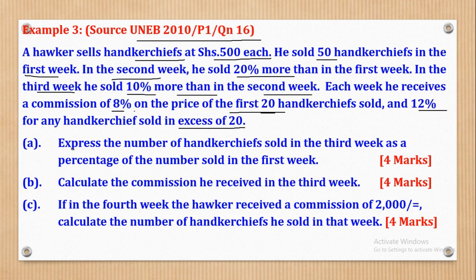Part A, they said, express the number of handkerchiefs sold in the third week as a percentage of the number of handkerchiefs sold in the first week. So they want the ratio of handkerchiefs sold in the third week over handkerchiefs sold in the first week. Part B says calculate the commission he received in the third week. And Part C says if in the fourth week the hawker received a commission of 2,000 shillings, calculate the number of handkerchiefs he sold in that week.